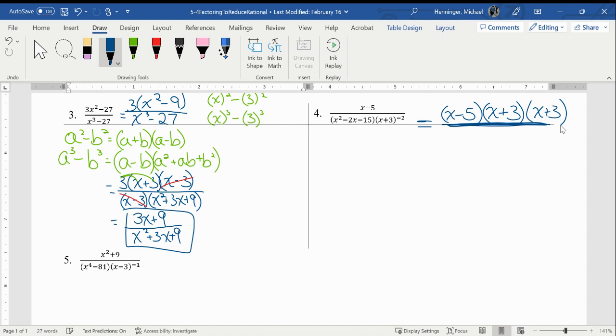Now in the bottom, we still have the x squared minus 2x minus 15. This has already been moved up to the top, so we don't have to worry about it. We just want to factor the x squared minus 2x minus 15. Who thinks they can factor that one for us?